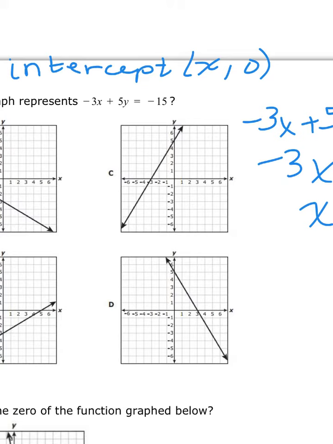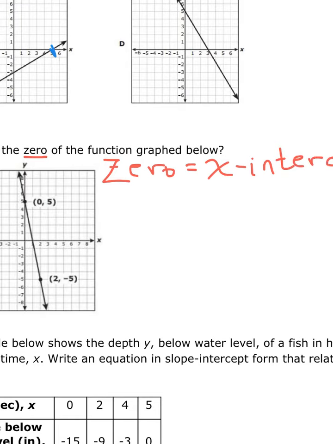Okay, next question, guys. Are you ready? Number 7 says, what is the 0 of the function graph below? This is where it gets fun. A 0, I want everyone to write this down, is an x-intercept. It's also called a root, and we're going to talk more about roots later. But a 0 is also called an x-intercept.